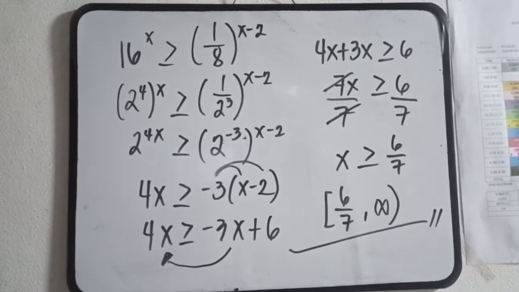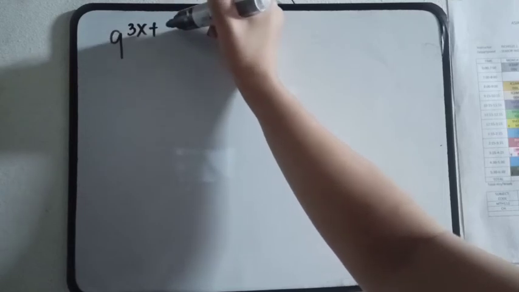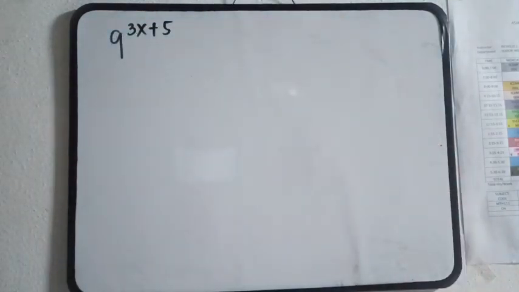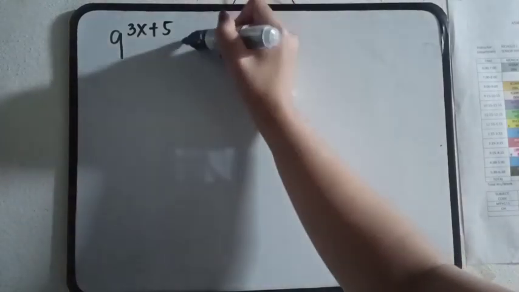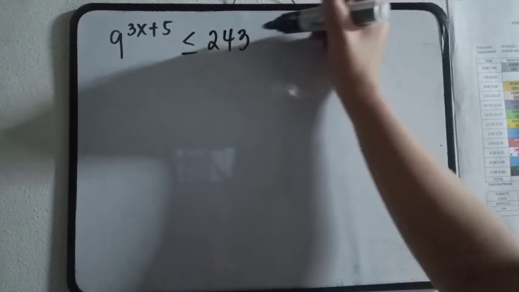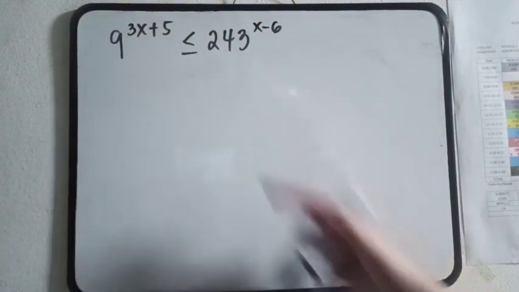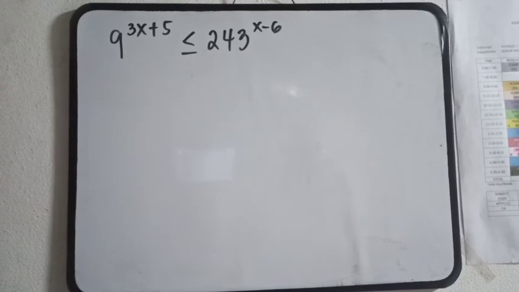Okay, so next example. Okay, so 9 raised to 3x plus 5 is less than or equal to 243 raised to x minus 6. Okay, so dito kailangan pareho sila ng base. Pwede natin silang isulat as base 3.